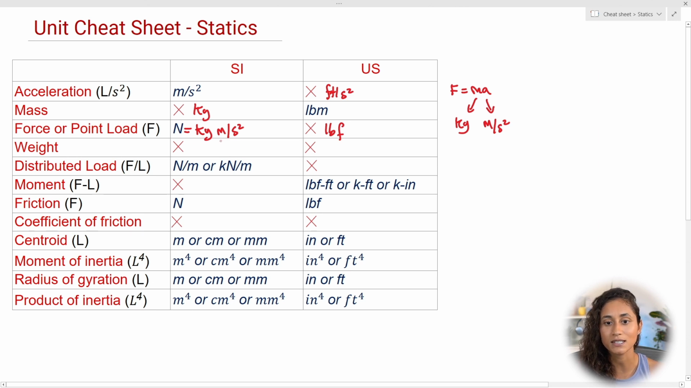It's important that you understand these concepts because this will help you feel confident and also pass your FE exam. Now let's go over the pound force. What I'm about to share with you is really important.